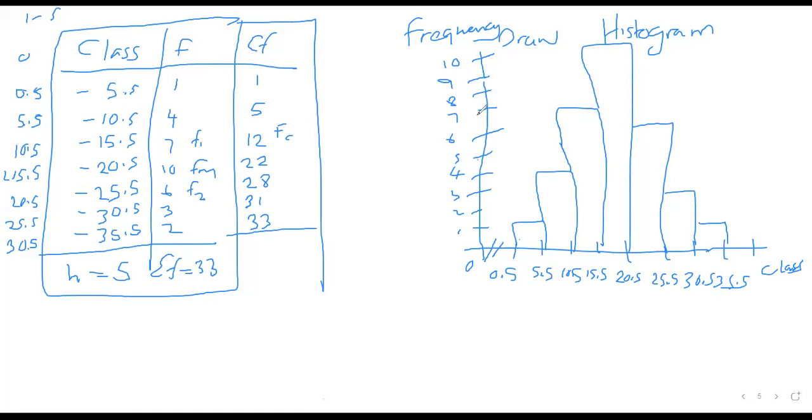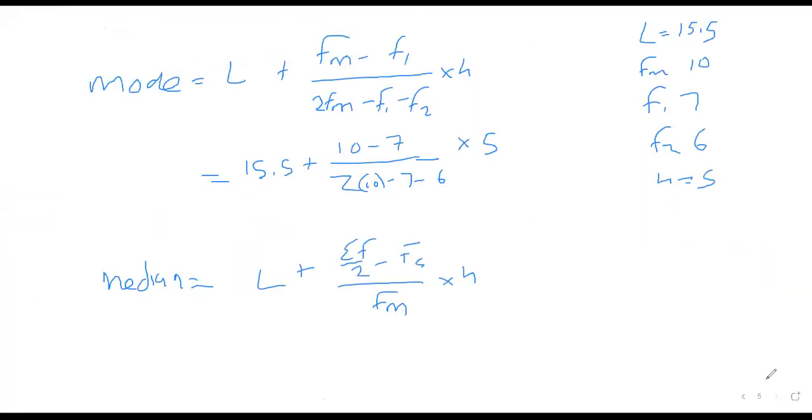All right. After having found that, our lower bound here will be 15.5. Summation of F was 33. So 33 over 2 minus the FC, which in this case is 12, facing our F1, over FM. Our FM is what? 10 times the height of 5. Then you calculate the median.